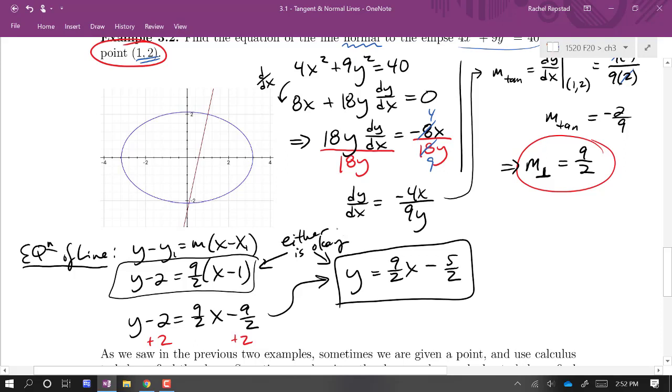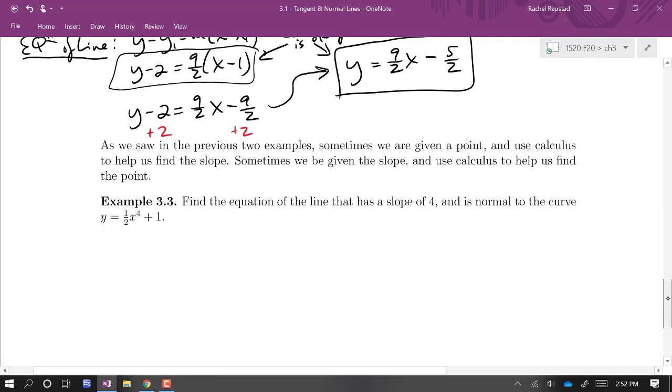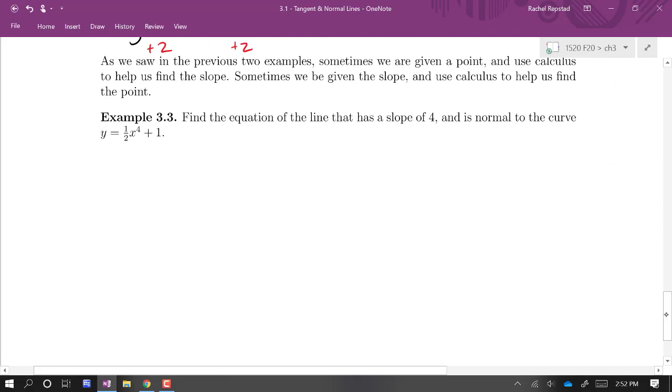So these two examples that we've done so far are kind of one variety of the problems that we encounter in this section. They'll always give you the curve, right? They'll always tell you, here's the equation of the parabola, or here's the equation of the ellipse, or whatever. Here's the curve we're interested in. And they'll always tell you whether you want a tangent line or a normal line. In the problems that we just did, they gave us the point, and we used calculus to find the slope. Now, sometimes they'll tell you the slope, and you're going to use calculus to find the point, and that's what we see happening in example 3.3.